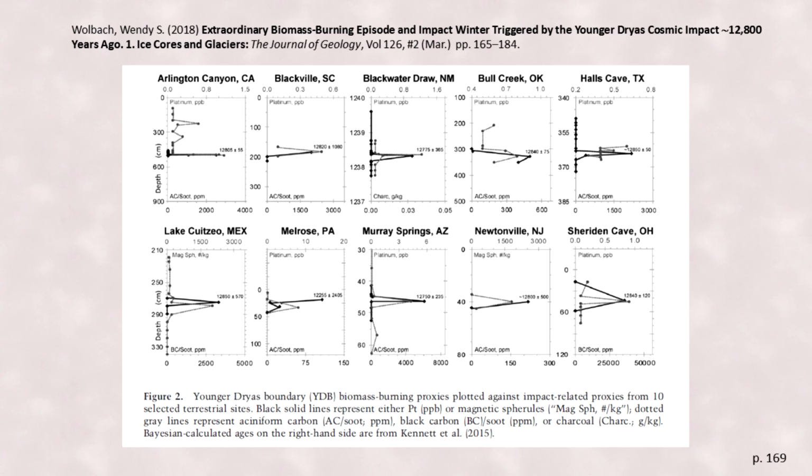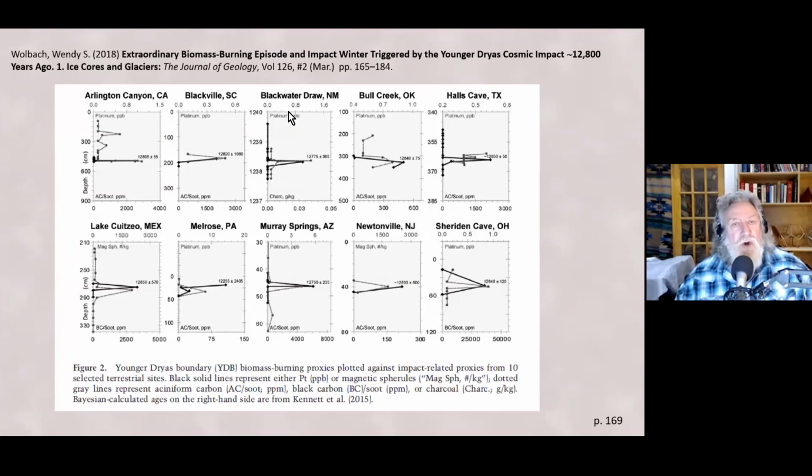And then we will go back to our share screen again, looking at this particular figure. This is the Younger Dryas boundary biomass burning proxies plotted against impact-related proxies from 10 selected terrestrial sites. So here, Arlington Canyon, we were talking about that, right? Blackville, South Carolina, Blackwater Draw, New Mexico. That's the archaeological, paleontological site that's just very near Clovis, New Mexico, right? From which the Clovis culture gets its name, right?